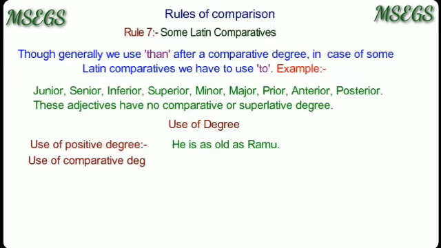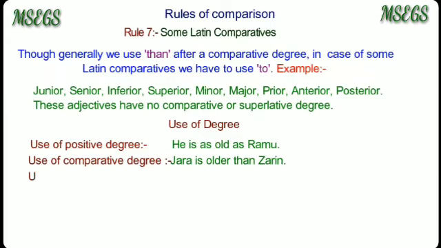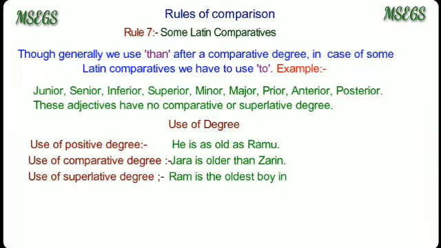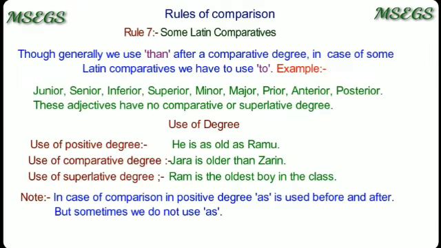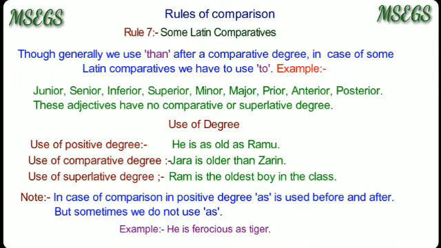Now I will talk about use of degree. In case of positive degree, when we compare, it will be, he is as old as Ramu. In use of comparative degree, Zara is older than Zarin. Use of superlative degree, Ram is the oldest boy in the class. In case of comparison in positive degree, as is used before and after, but sometimes we do not use as. For example, he is ferocious as tiger.